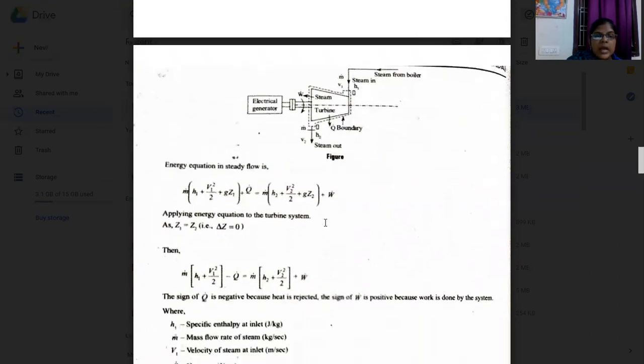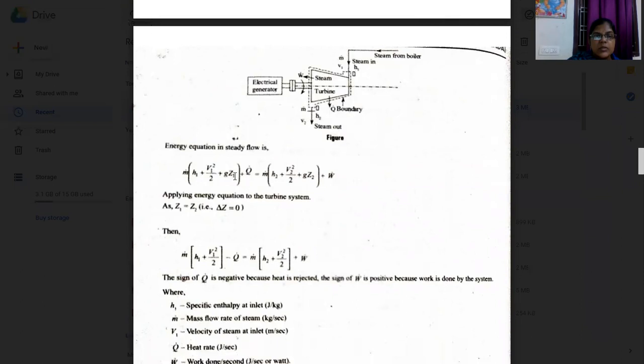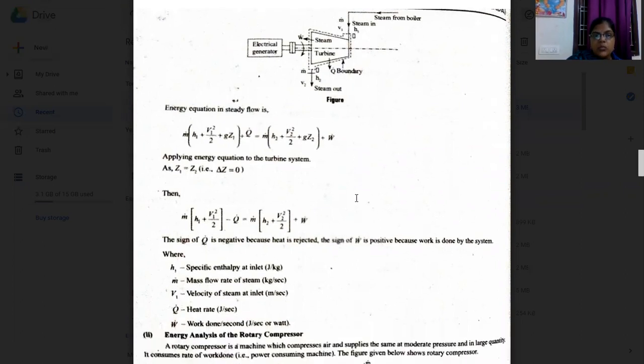So, the energy equation in steady flow for the turbine. What do we know as the steady flow energy equation? m dot into (h1 plus V1 square by 2 plus g z1) plus Q dot is equal to m dot into (h2 plus V2 square by 2 plus g z2) plus W. So this is our steady flow energy equation, and this is applied to the turbine system.